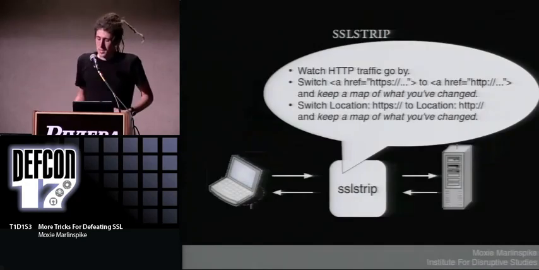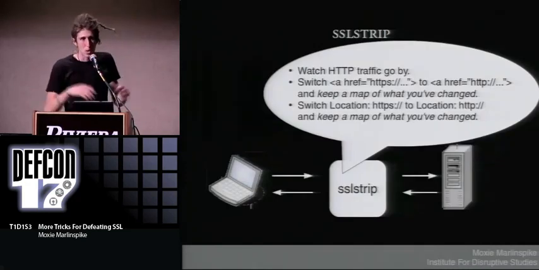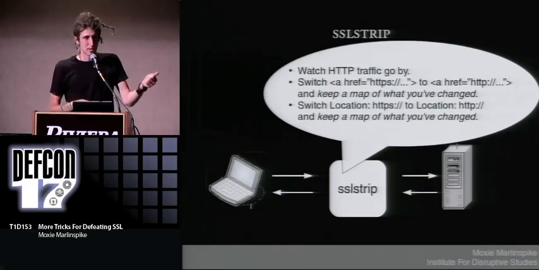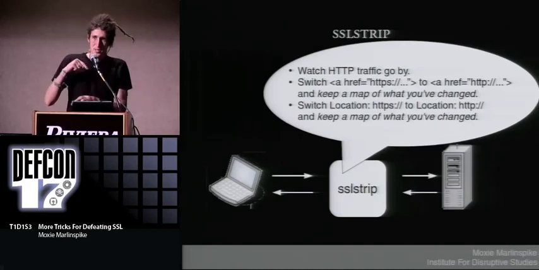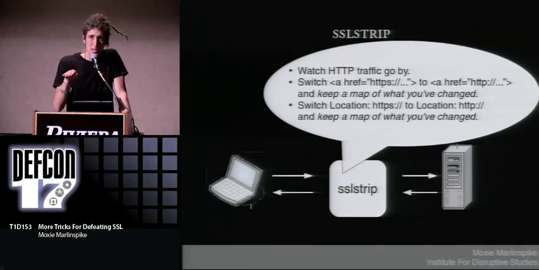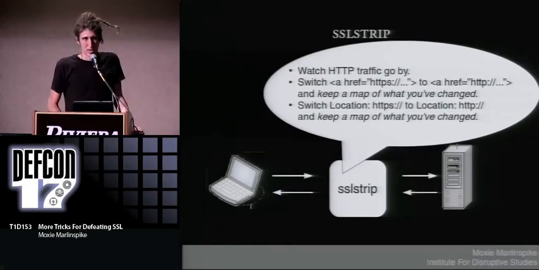So SSL strip basically just does a man-in-the-middle attack on all the HTTP connections on a network, and it watches the traffic go by. And in its most basic form, it looks for these 2 points, links and 302 redirects. If it sees an HTTPS link, it swaps it for an identical HTTP link, and it keeps a map of what has changed. If it sees a 302 redirect, it looks for the location header, which is where the redirect URL will be. And if it sees an HTTPS link in there, it swaps it for an identical HTTP lookalike, and it keeps a map of what has changed.